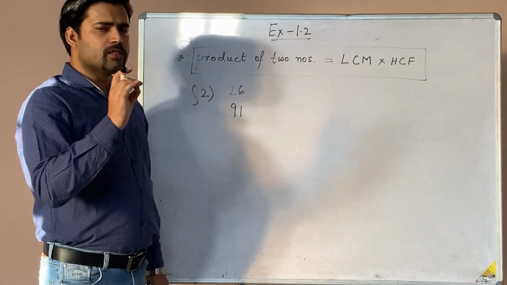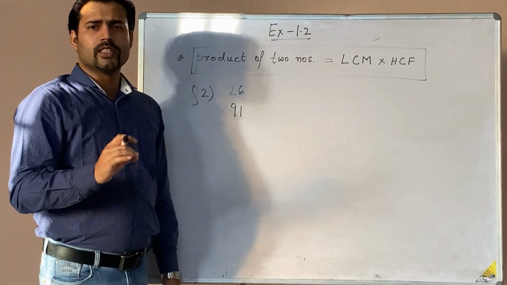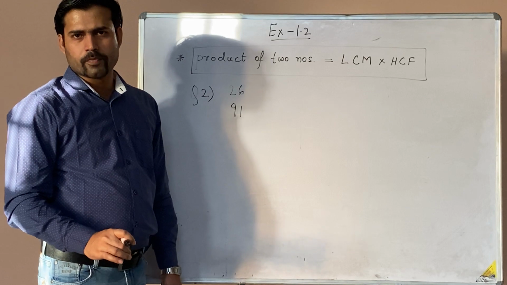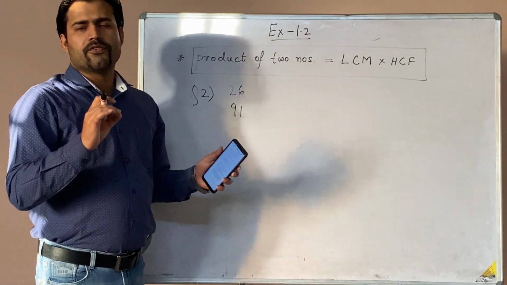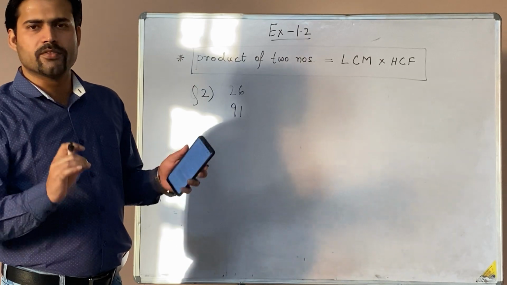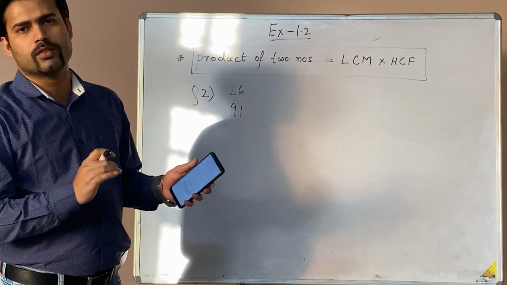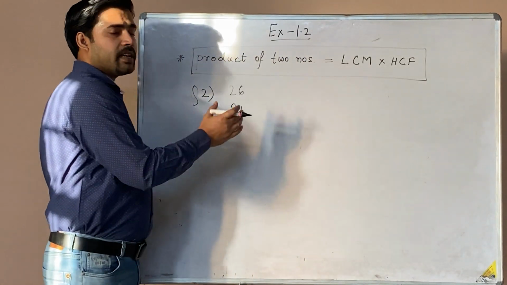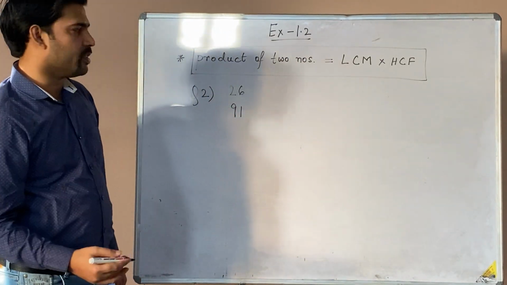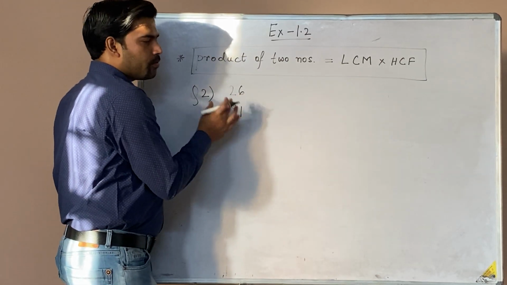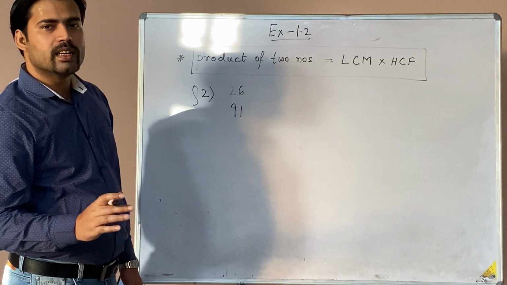But suppose it is not mentioned in the question which process I must adopt, in that case you are free to choose any method. Again I am telling you, if the method is not mentioned in the question, you are free to choose your method. By whichever method you feel convenient, you can do the question. So here I am calculating the HCF by the other method. Here I am being given 26 and 91. These are the two numbers I have been given and I need to find out the HCF of these two numbers.